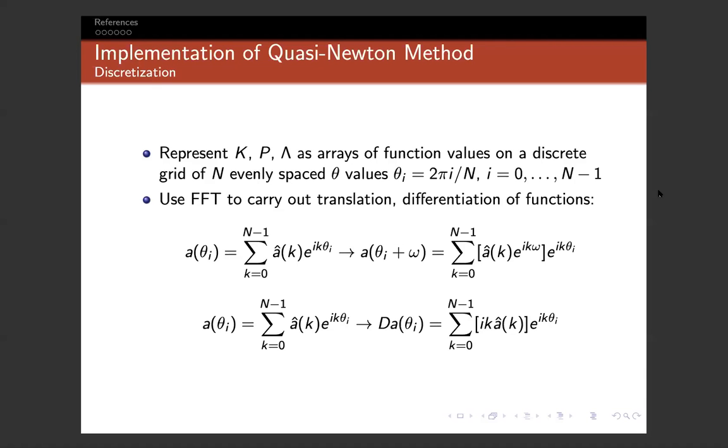Then, if you remember, our method had many different operations, some of which are carried out well on the grid of function values, but others are better carried out in Fourier space. So for that, we can use FFT. For example, if you want to translate the function, you take the FFT, multiply each Fourier coefficient by e to the ik omega, and then take the inverse FFT to find a of theta plus omega and its values at theta sub i. And the same thing with differentiation, except you multiply the Fourier coefficients by ik, and then take the inverse.